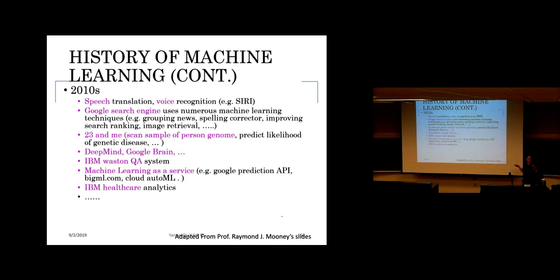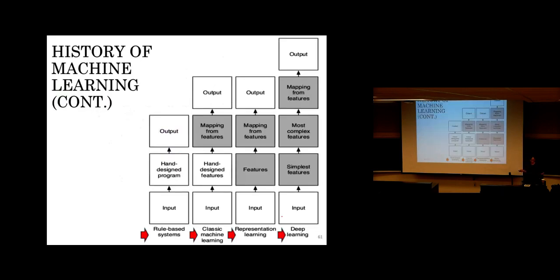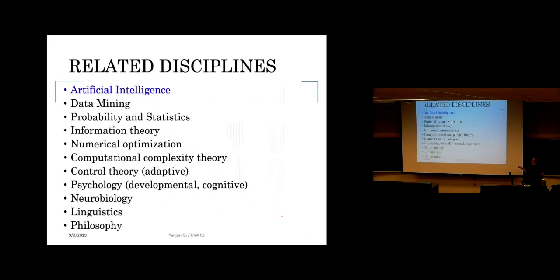So there, you know a lot of terminology here, like DeepMind, Google Brain, Watson, Google Search, Google AI, and Facebook FAIR, Uber, and OpenAI. There's a lot of things happening now, and I already covered this. It's also related to a lot of other things like psychology, numerical optimization, probability, or data mining.